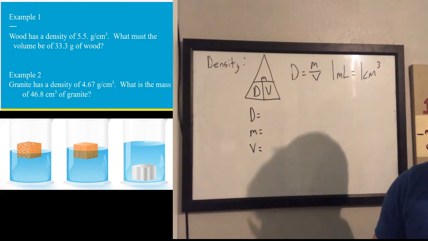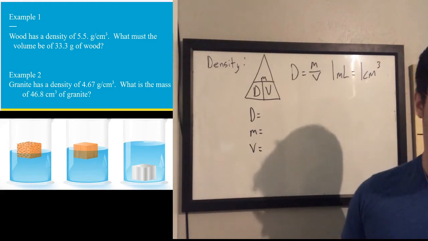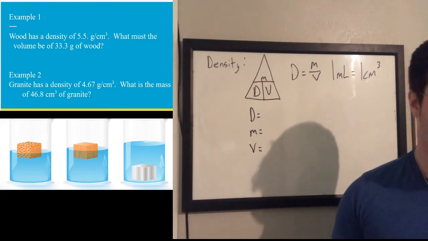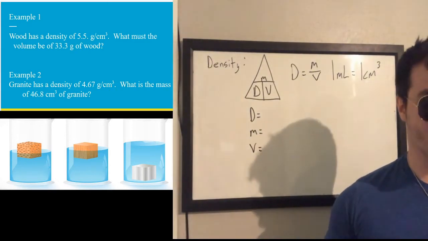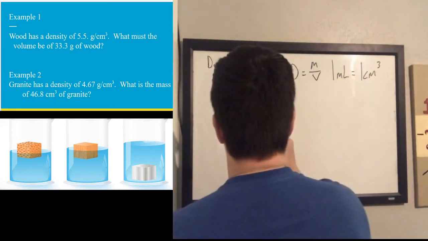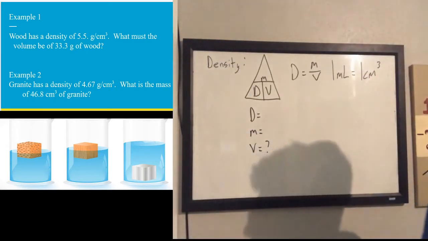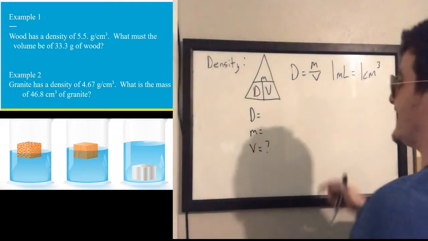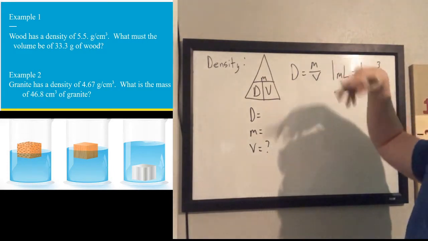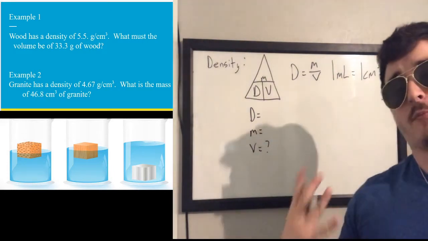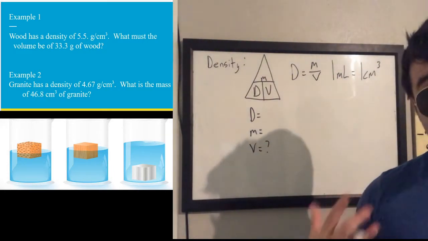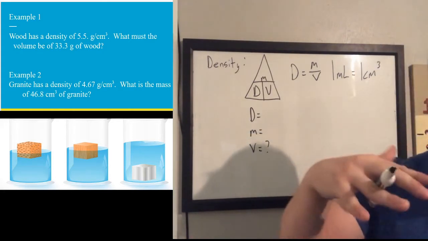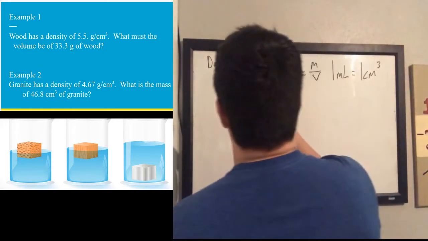So we see in example 1, wood has a density of 5.5 grams per cubic centimeter. What must the volume be of 33.3 grams of wood? So very obviously, we're looking for volume here. If you don't read carefully, you might plug in one of those values for volume. Density is literally a mass over a volume, so it's very easy to pick out which of the numbers they're providing in the problem is the density, because it's got a mass and a volume in its unit.